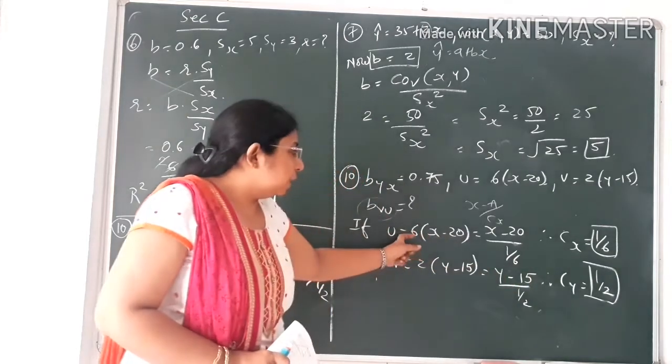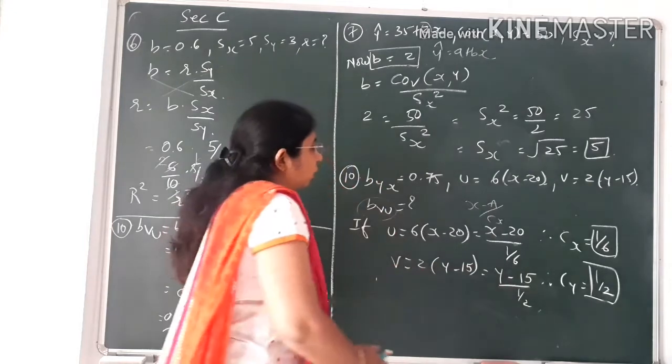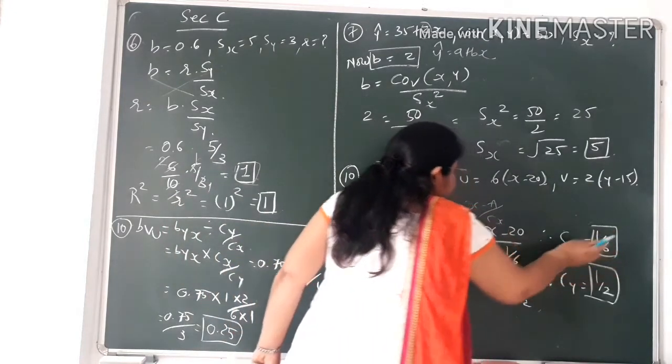So over here it is in multiplication. To bring it in denominator, it will become 1 by 6. So the value of cx, that would come to 1 by 6.